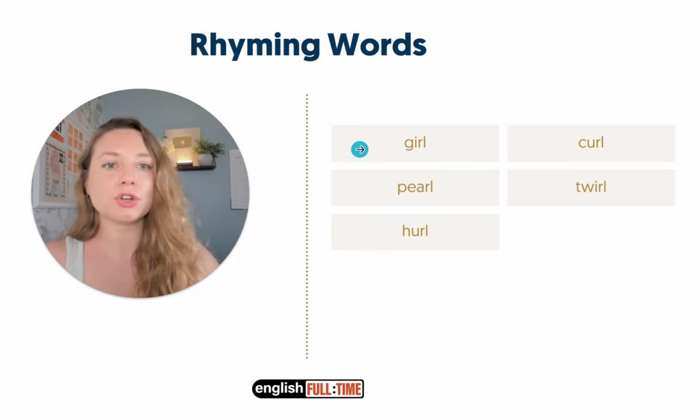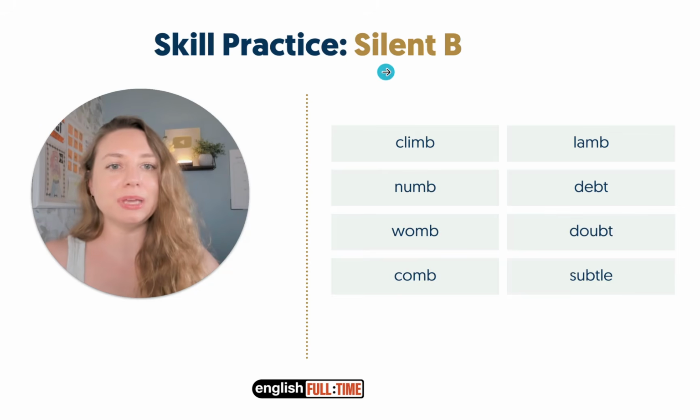Rhyming words. Girl, pearl, hurl, curl, twirl. Again, girl, pearl, hurl, curl, twirl. Skill practice, silent B. Climb, numb, womb, comb, lamb, debt, doubt, subtle. Again, climb, numb, womb, comb, lamb, debt, doubt, subtle.